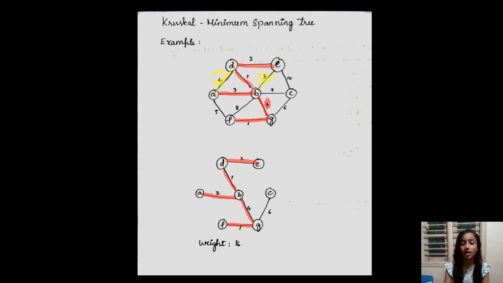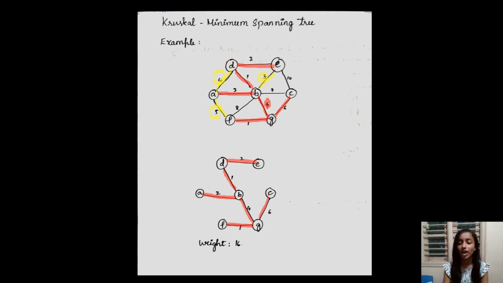The next least value is 5. If we consider this 5, it forms a cycle. So we are not considering the 5. We'll jump to the next value, that is 6. Where all do we have 6? We have 6 from G to C. It is 6. We'll consider that value, that is 6.